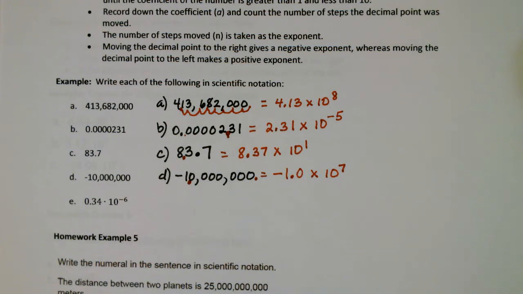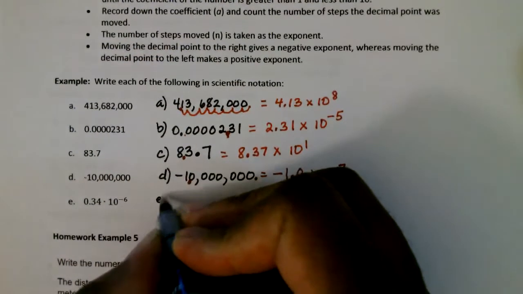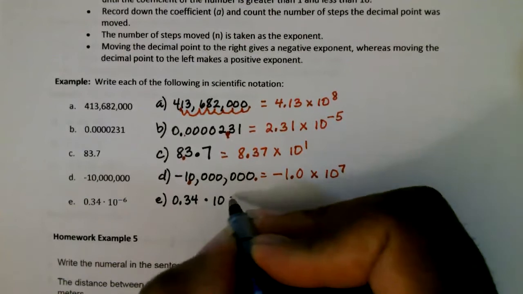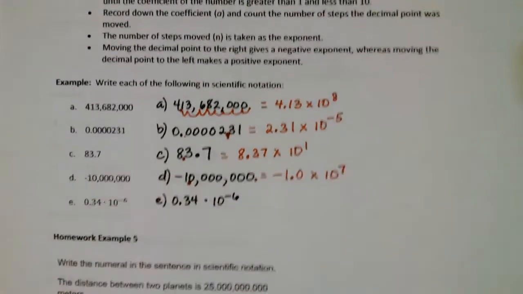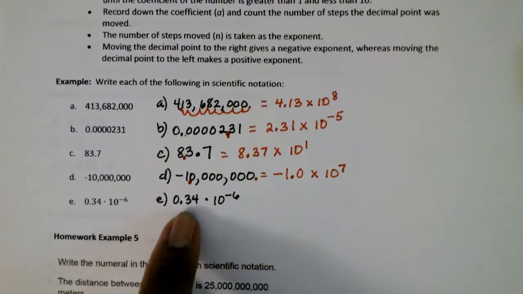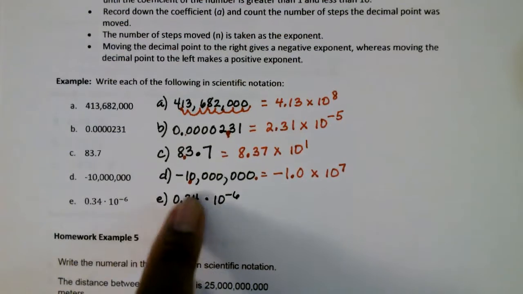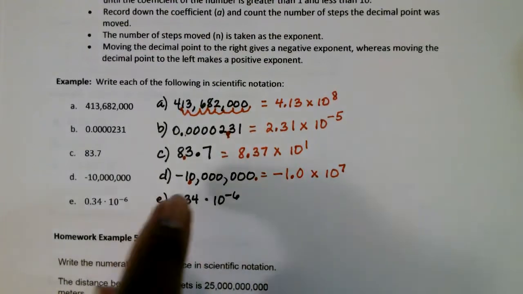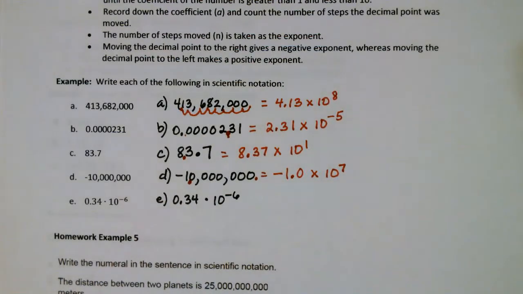Now, part E is a little bit different. 0.34 multiplied by 10 to the negative 6th power. You may think that's in scientific notation. It's actually not, because the first digit, this part right here, is not a number that is at least 1 but less than 10. So we need to change that.